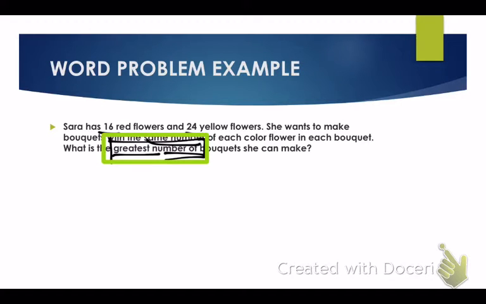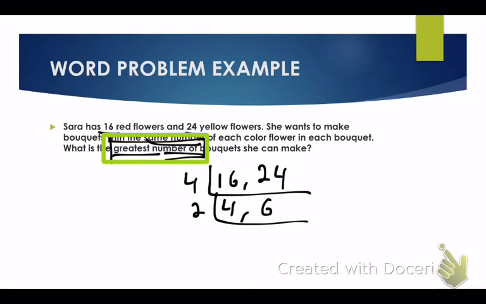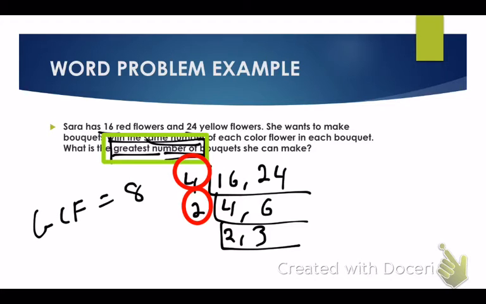All I'm going to simply do to answer this question is put these both into a birthday cake. 16 and 24. What goes into 16 and 24? Let's start with 4. 4 goes into 16 4 times. Goes into 24 6 times. Hey, 4 and 6, those are both even numbers. I know 2 goes into them. 2 goes into 4 2 times, and it goes into 6 3 times. It's the end of my birthday cake. Hey, look at that. I've got 2 of them. I'm done. 4 times 2 is 8. So my greatest common factor equals 8, which means the greatest number of bouquets she can make is 8 bouquets.